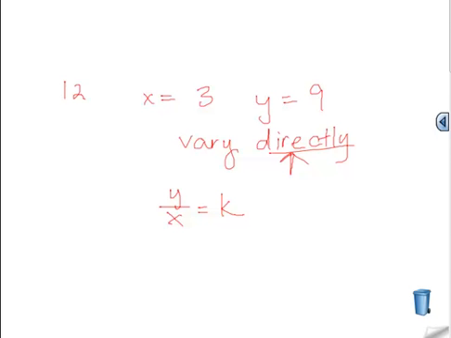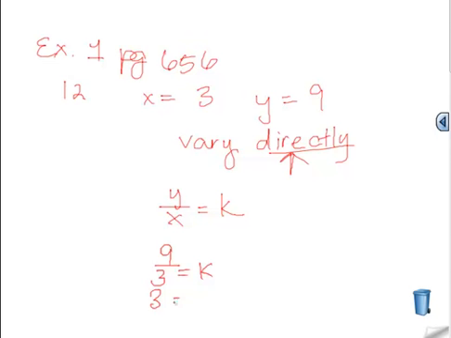So you want to figure out what that k is in this instance. And by the way, this is in one of your examples. You can always refer back to example 1 in your textbook, example 1 on page 656. Okay, so here I am going to plug in my values. We have 9 divided by 3 is equal to k, and so therefore k is equal to 3.